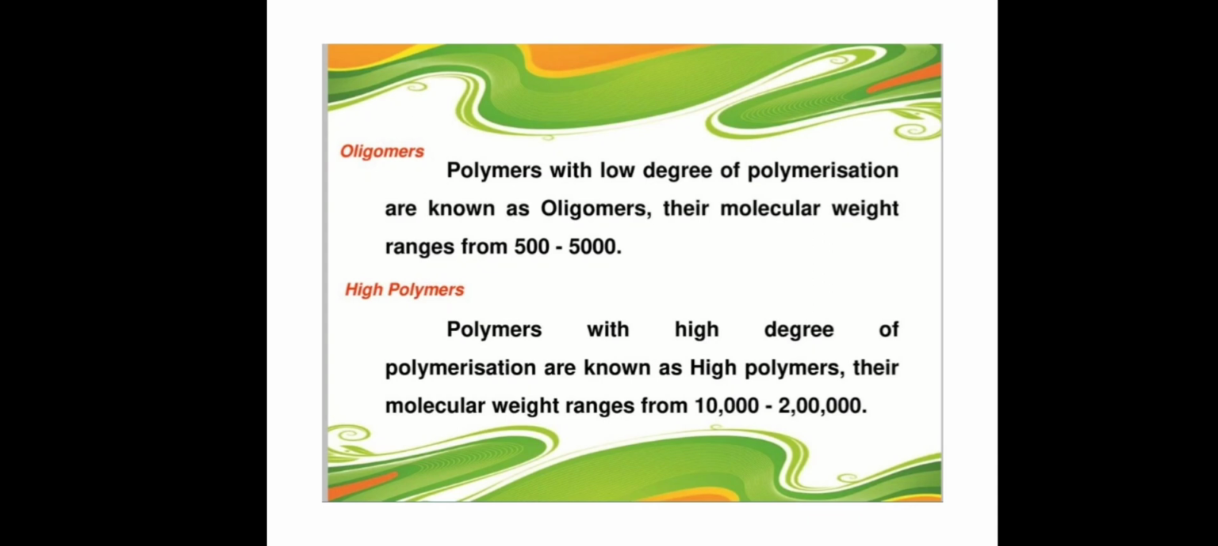Oligomers. Polymers with a low degree of polymerization are known as oligomers. Their molecular weight ranges from 500 to 5000. High polymers. Polymers with a high degree of polymerization are known as high polymers. Their molecular weight ranges from 10,000 to 2 lakhs.